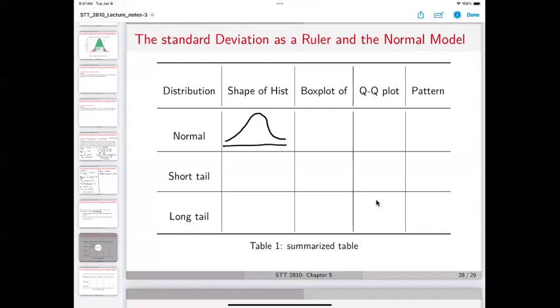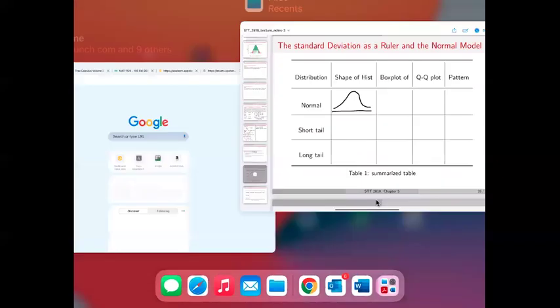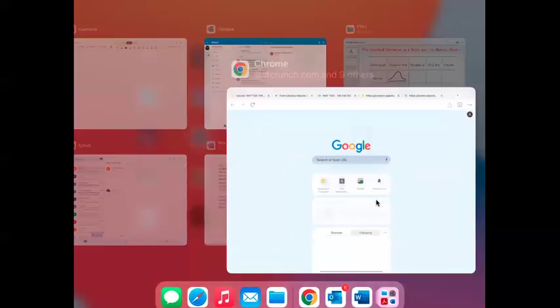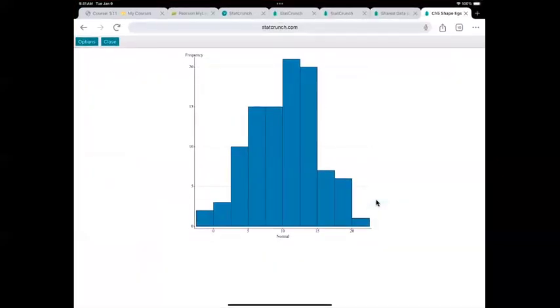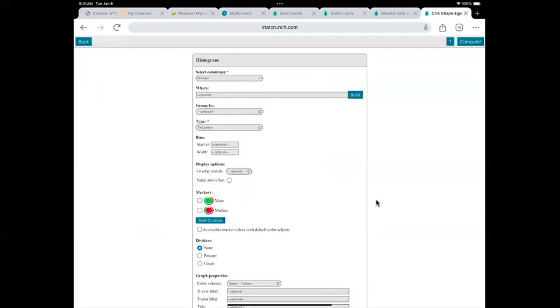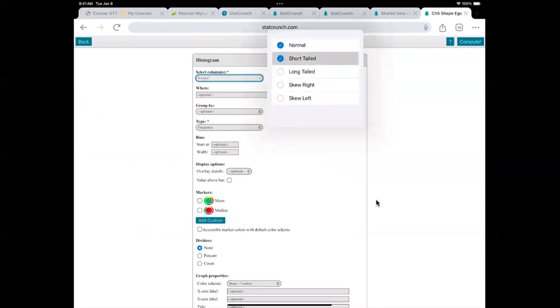Now that you know this, I want you to fill in that column for the rest of them. So now let's do the short tail distribution. To go to that one, you don't need to do everything again. Let's go to options, let's go to edit. When you go to edit, instead of selecting the normal, let's select the short tailed. So we click on the short tail and then let's hit compute.